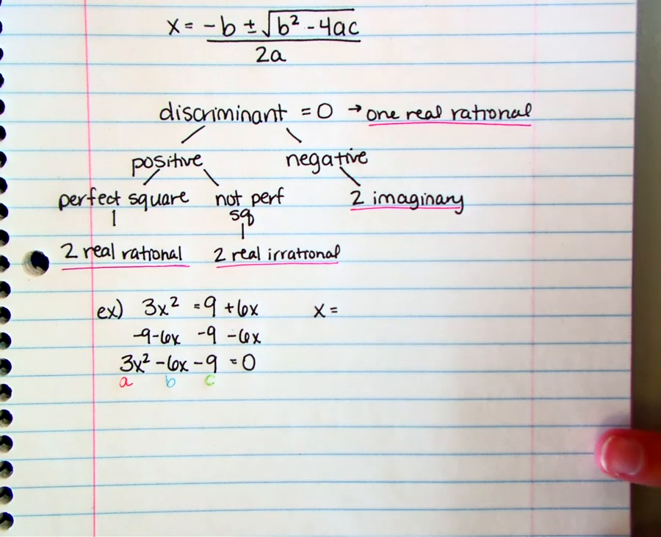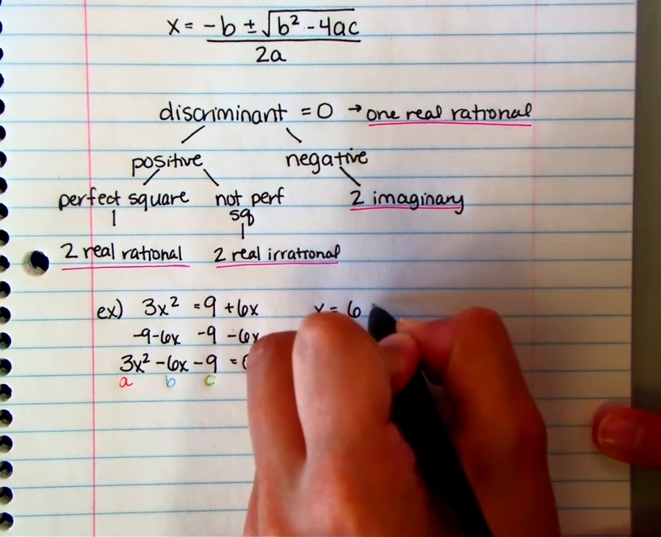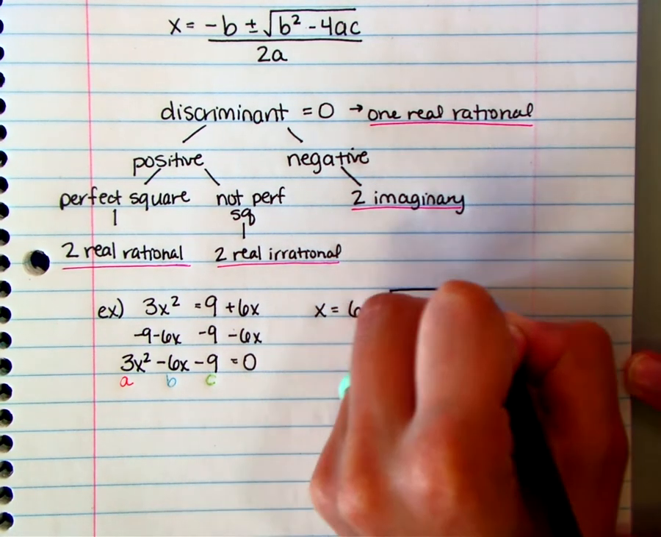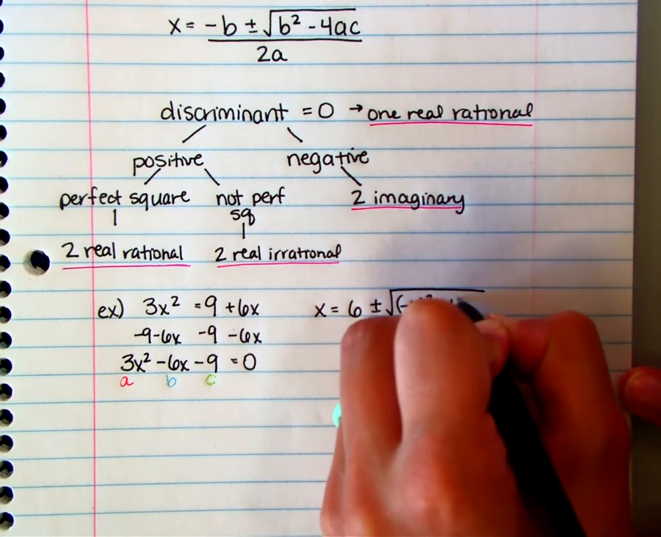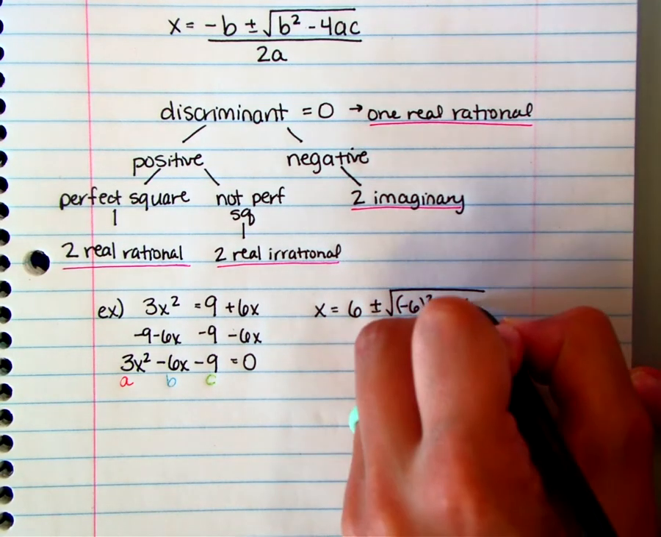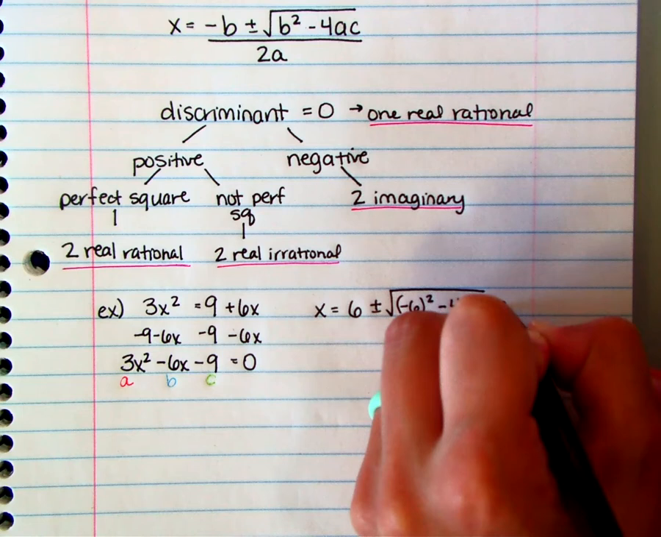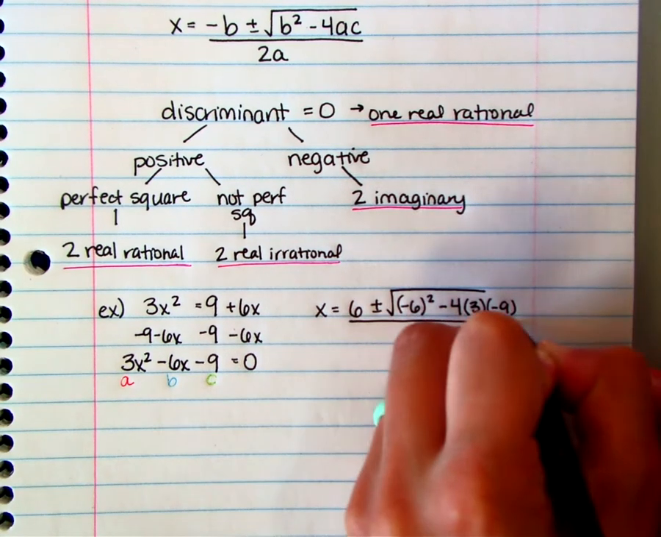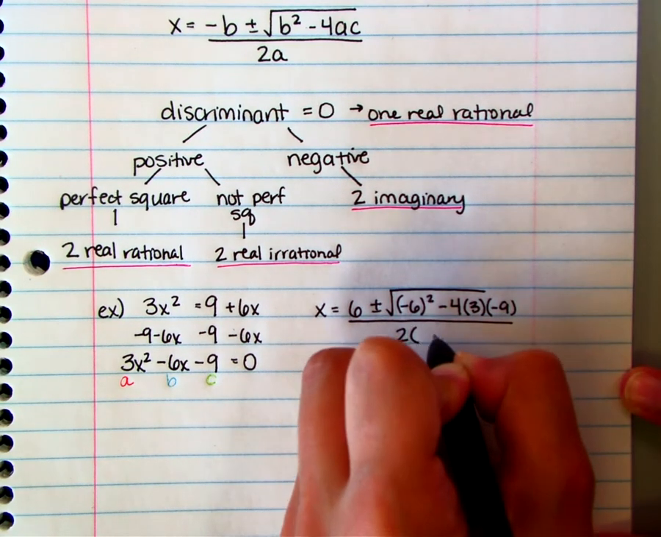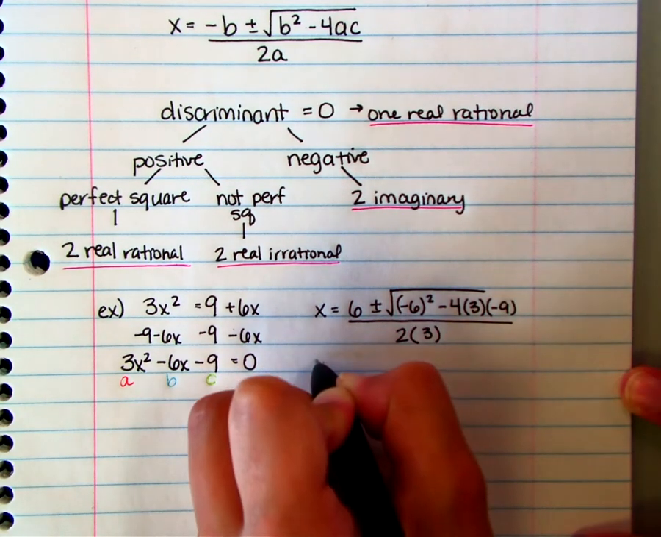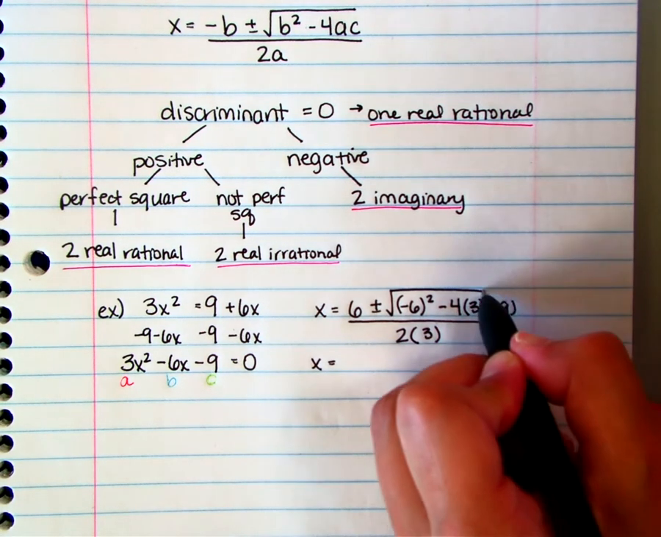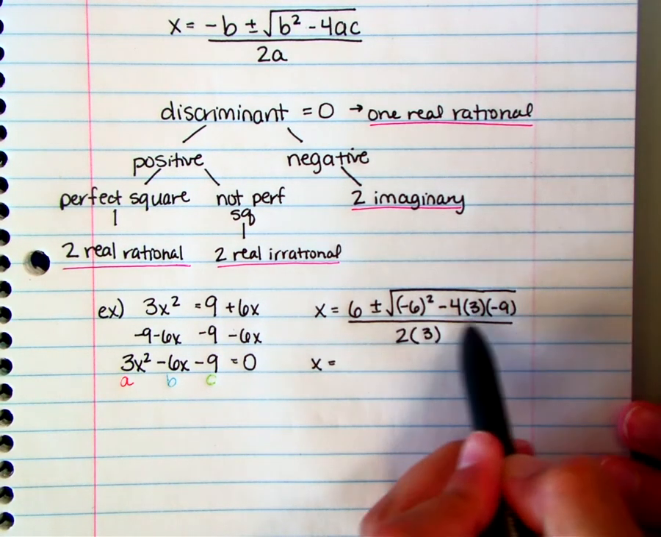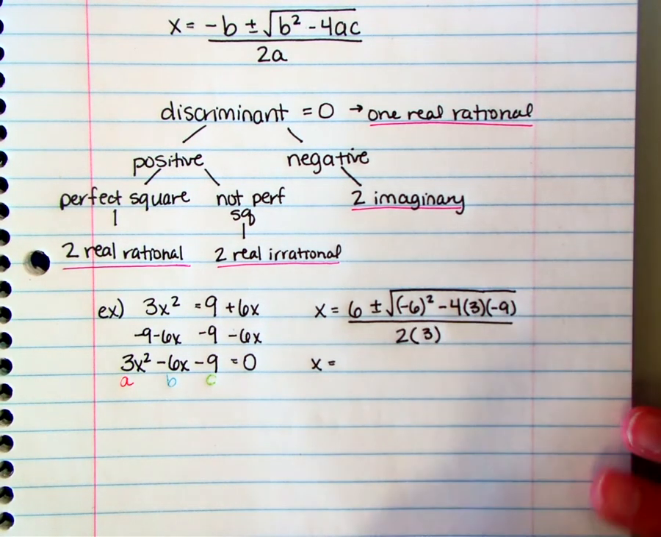So we're going to have x equals a negative b. A negative 6 is a positive 6, plus or minus the square root of b squared minus 4 times a, which is 3, times c, which is negative 9, all over 2 times a, which is 3. And so we're just going to simplify that. We're going to simplify it first by solving what's underneath that square root. We're going to solve for the discriminant first.